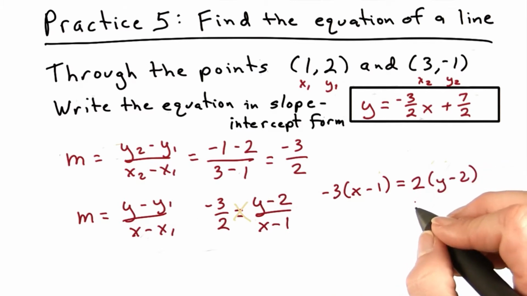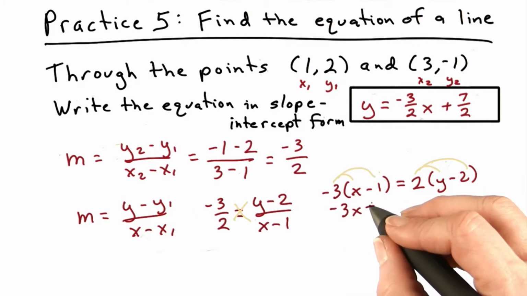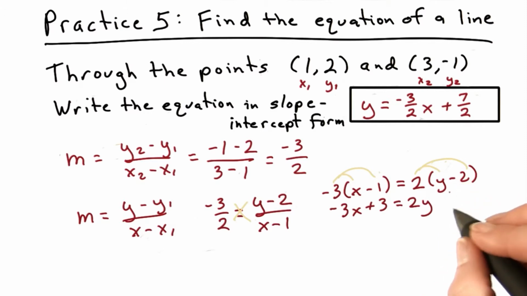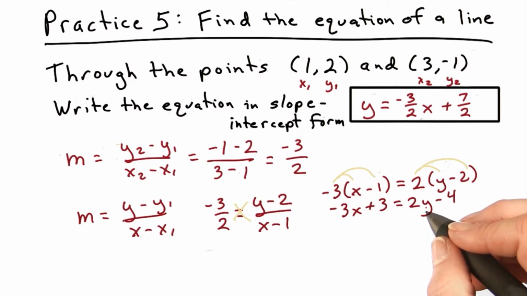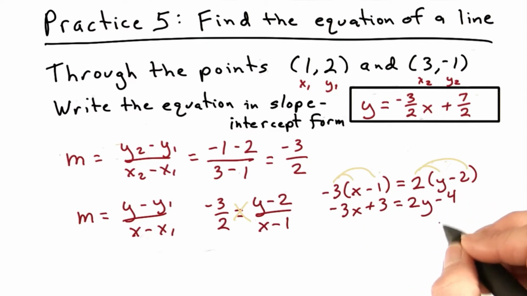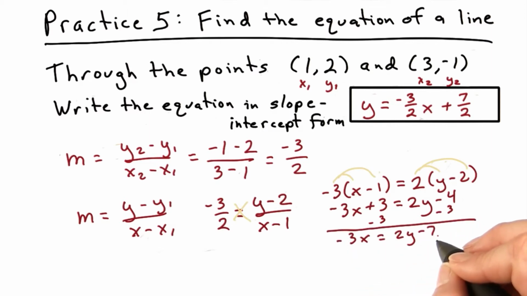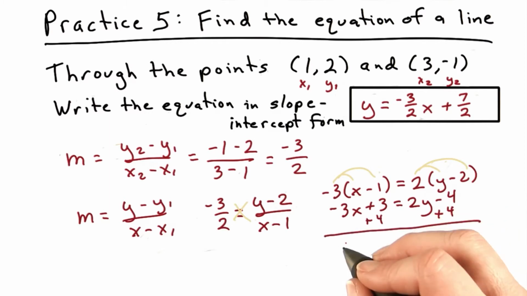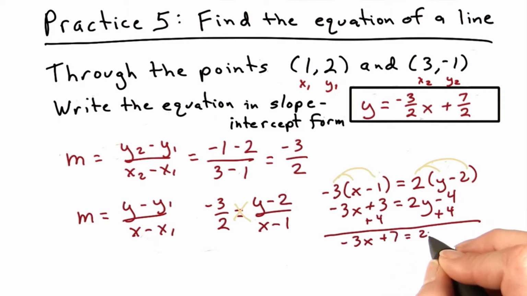Now I have to distribute. After I distribute, I have negative 3x. Negative 3 times negative 1 is positive 3 equals 2y. 2 times negative 2 is negative 4. To put this equation in slope-intercept form, the first thing I'm going to do is subtract 3 from both sides, and I get negative 3x equals 2y minus 7. If I just go ahead and add 4 to both sides, I get negative 3x plus 7 equals 2y.